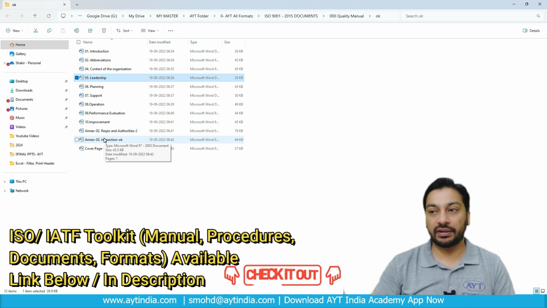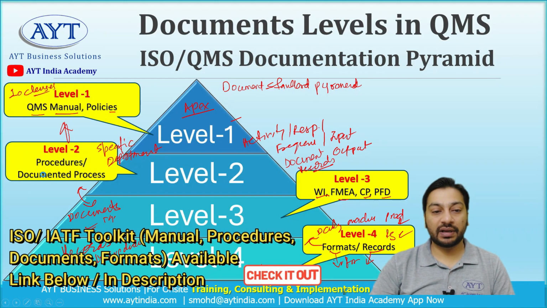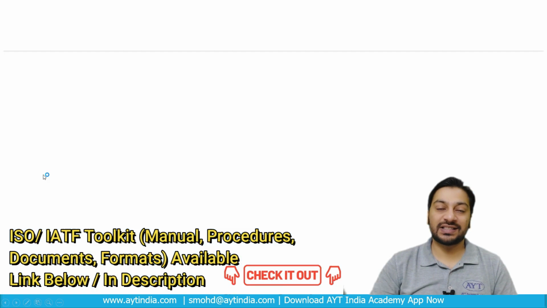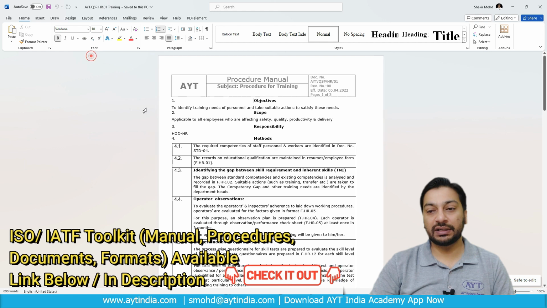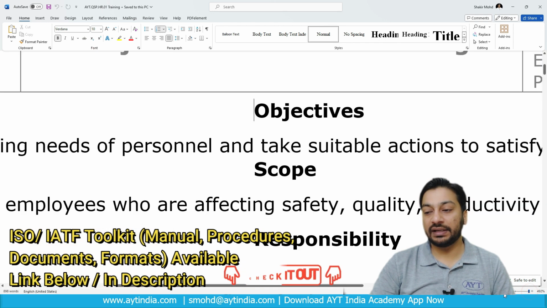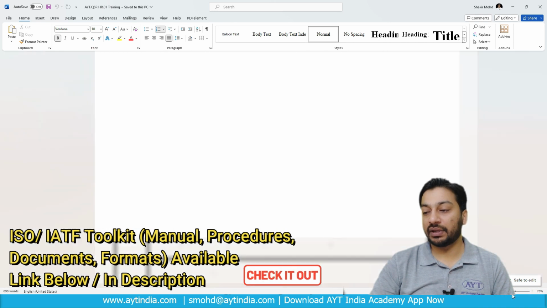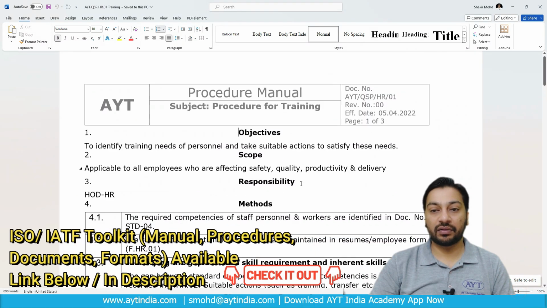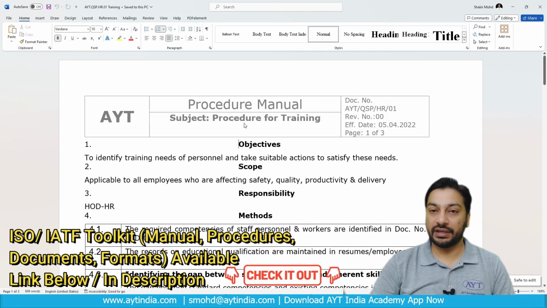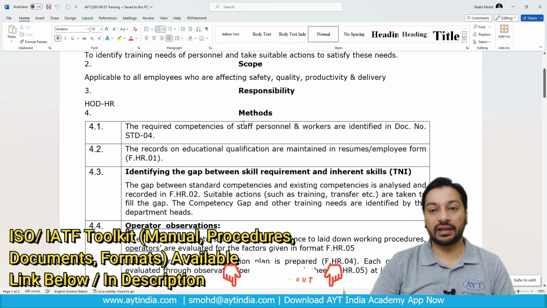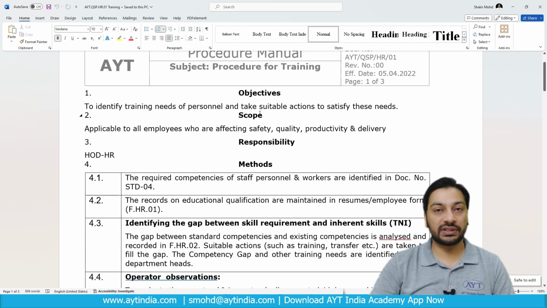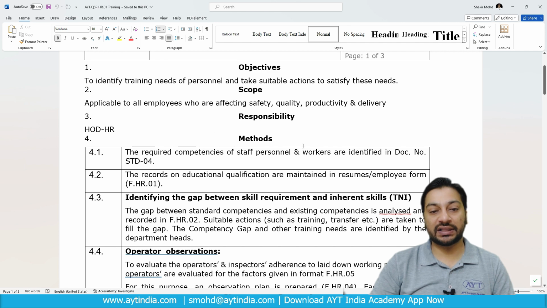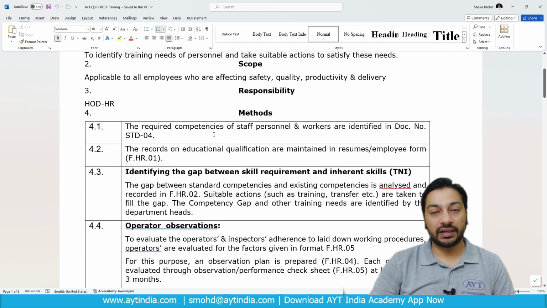What happened to our level 2? As I told you, it works for a single function or a single department. Like here, this is the procedure for training. First comes the objective: what is the objective of this procedure? What is the scope? What will be the method? What will be the process, that is, how will the procedure run?